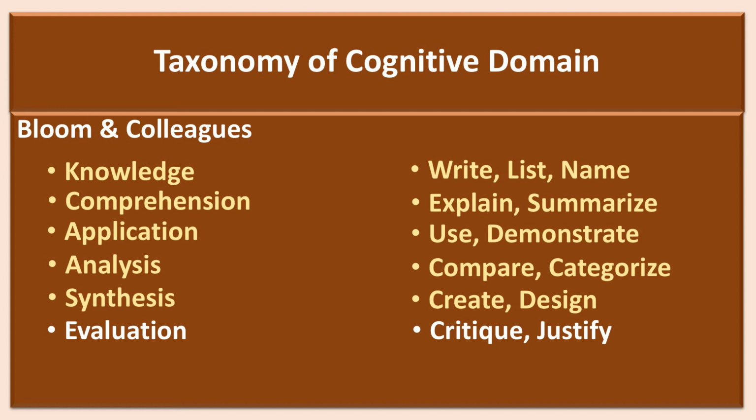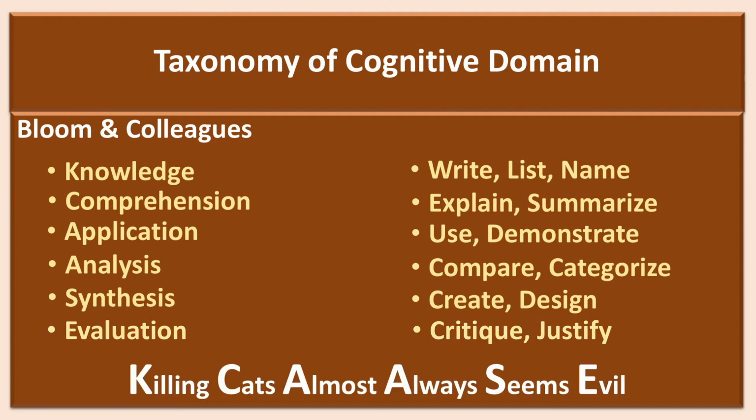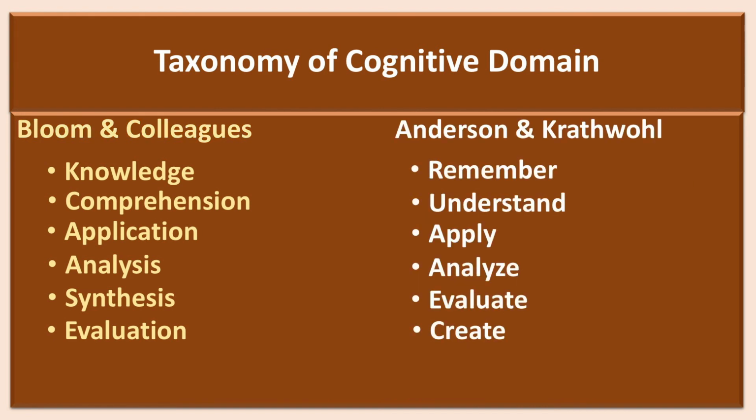Remember the elaboration technique of coding, where one takes the first letter of a list and creates a silly sentence. The sentence I created for remembering Bloom's taxonomy was, "Killing cats almost always seems evil." Once I memorized the one sentence, I could then decode the first letter of each word back into the levels of the taxonomy. In 1992, Anderson and Krathwohl revised the taxonomy, changing the original terms into verbs. Their levels were remember, understand, apply, analyze, evaluate, and create. Notice that the levels are in the same order as the original taxonomy with the exception of synthesis and evaluation, which are now reversed in order and labeled evaluate and create.